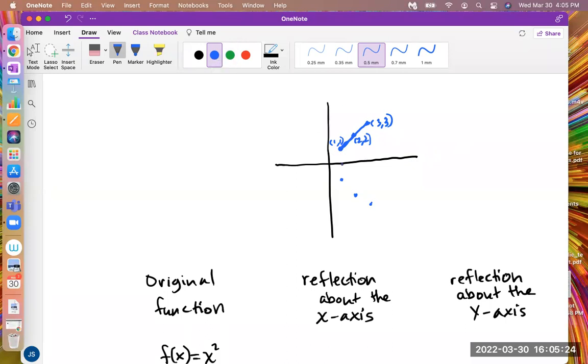Well, the horizontal position of each point does not change. It's still the same as far as left to right, right? But all of the y coordinates become negative. So this is no longer (1, 1), it's (1, -1). And this is no longer (2, 2), it's (2, -2). And this last point would no longer be (3, 3), but (3, -3). So what happens when we flip something about the x-axis is we take every original y coordinate and make that negative.